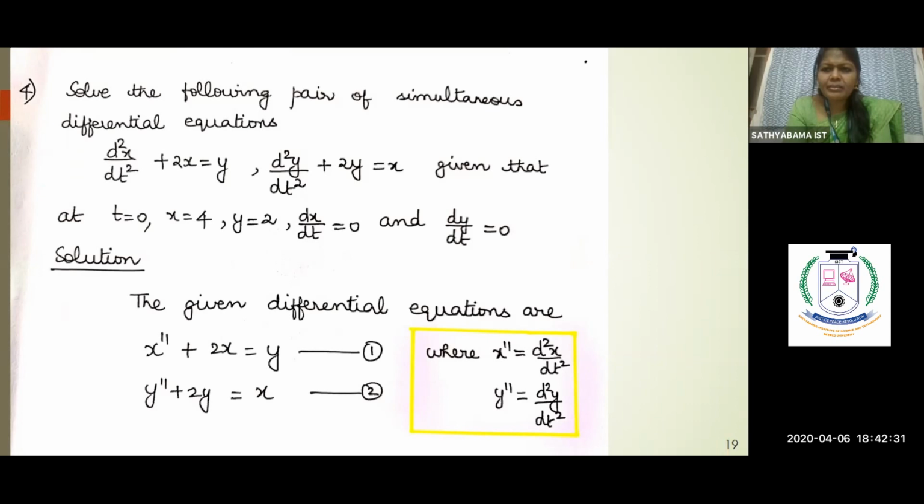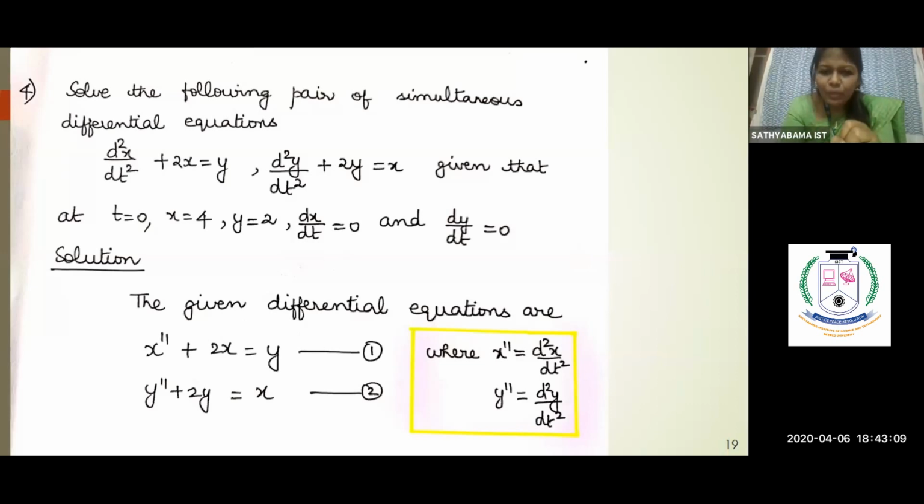But you don't have to worry about anything. The procedure is exactly the same. Only difference is usually we have x dash. Now we're going to have x double dash. All right, step 1. Let's start with step 1. We replace d square x by dt square as x double dash because it's a second order derivative, differentiating 2 times. x double dash plus 2x is equal to y. Similarly, what should you do with d square y by dt square? Replace it as y double dash. y double dash plus 2y equal to x. So I have 2 equations. Fine. All right, step 1 is over.